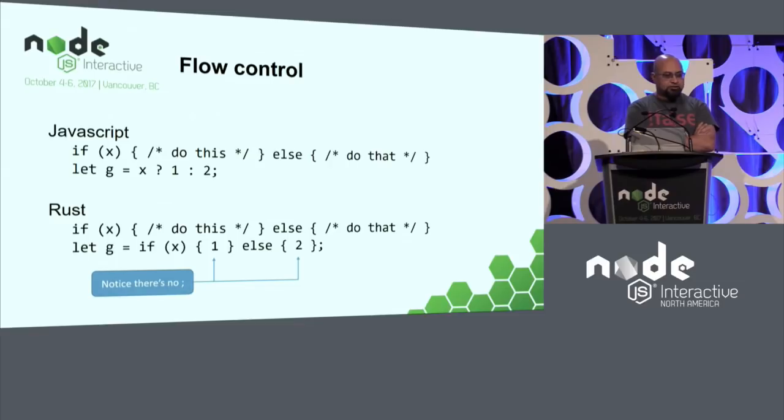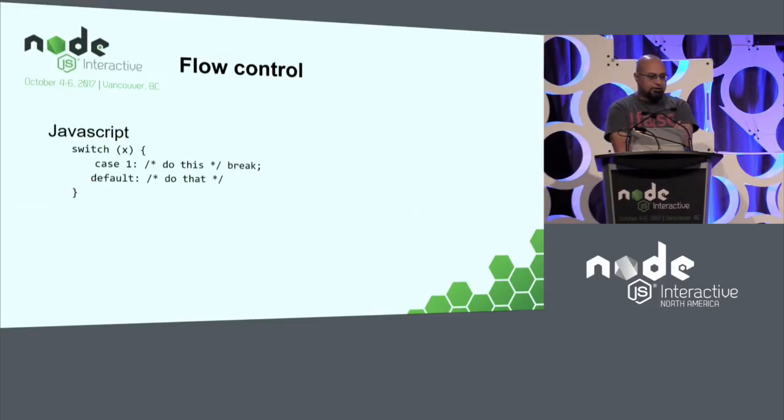but ifs are expressions. So Rust is an expression-based language, so almost everything is an expression. Almost everything can return something or does return something. In this case, if you look at the second one, it's the equivalent of our ternary. If we don't put a semicolon at the end, that last line is what will be returned. So in this case, it's setting G to 1 or 2 based on the value of X.